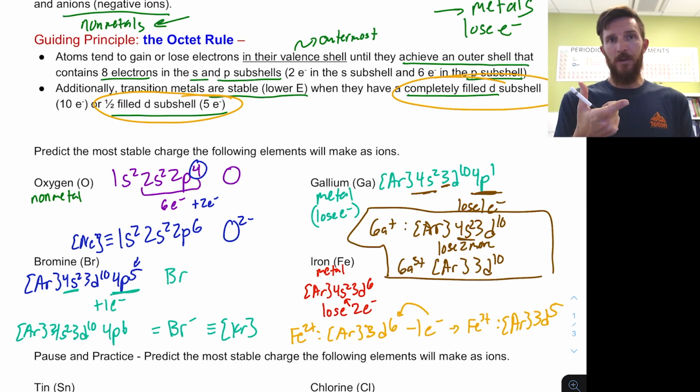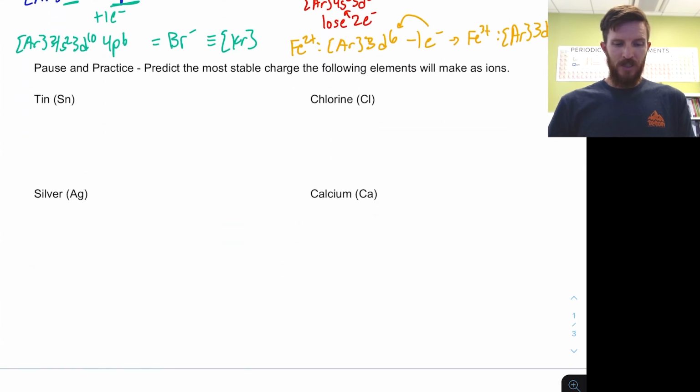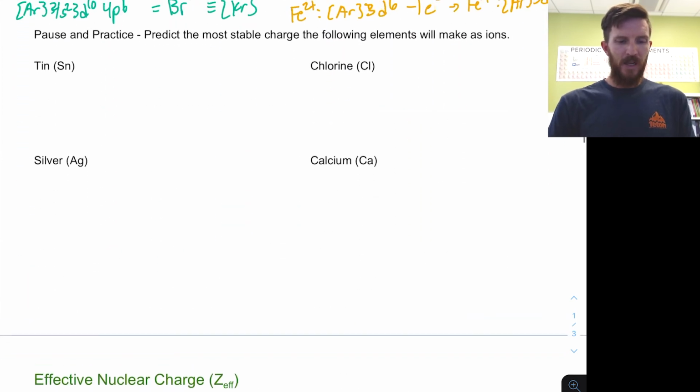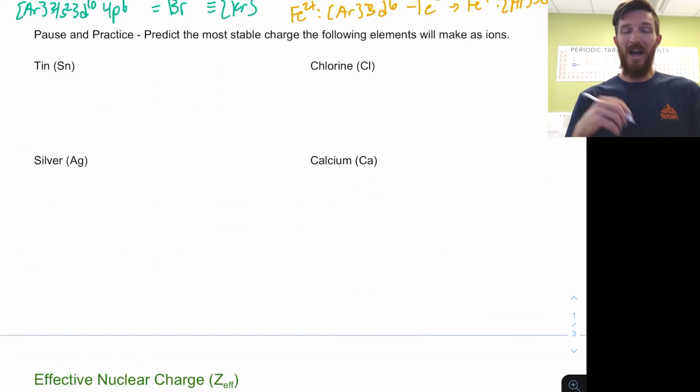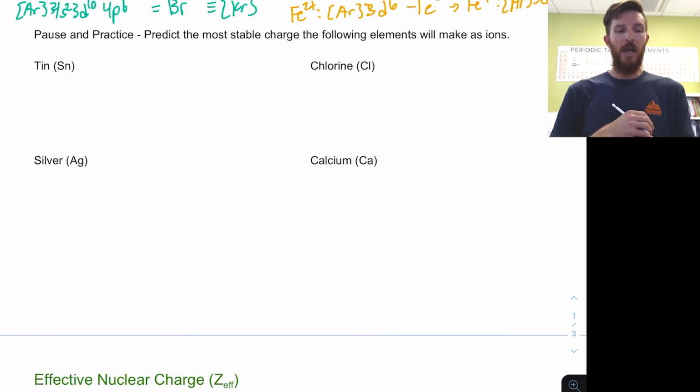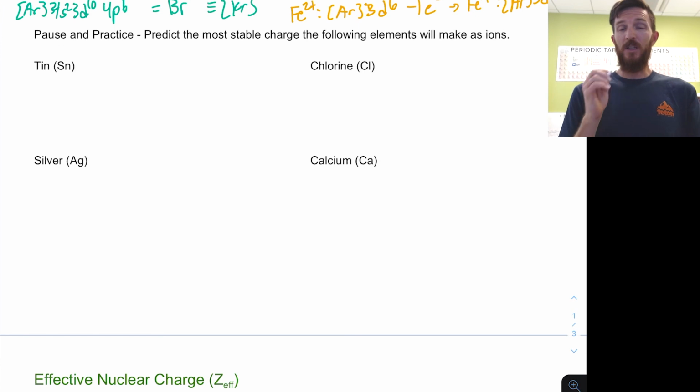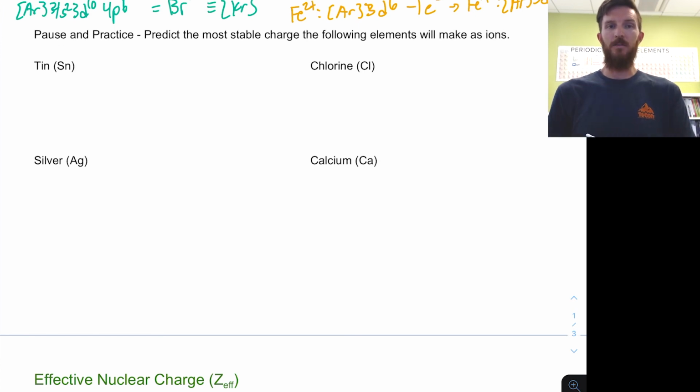Metal or non-metal, gain or lose electrons. And then from that, we look at how many it's going to lose or how many it would gain to get to this octet. So now why don't you take a chance to practice this on your own. Pause the video and then write out the predicted most stable charges for tin, silver, chlorine, and calcium.